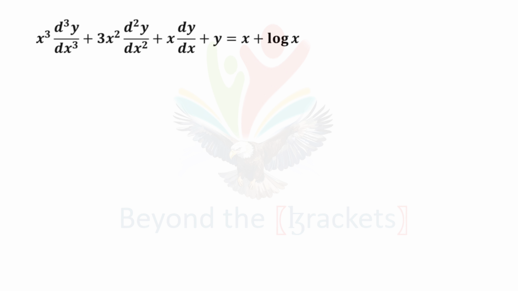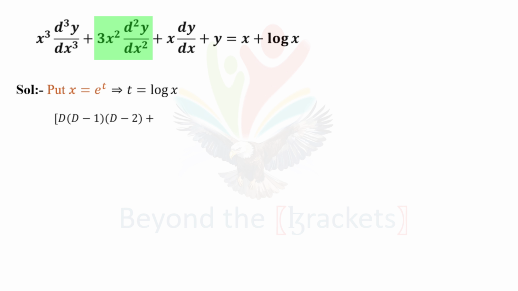The first step is to put x equal to e power t. The number of factors will be equal to the order of the derivative. For example, x cube into d cube by dx cube is a third order derivative, so we get three factors: D, D minus 1, D minus 2. For the second term, constant 3 is as it is. x square into d square by dx square is a second order derivative, so we get two factors, that is D and D minus 1. The third term, x into dy by dx, is a first order derivative, so we write only one factor, that is D.